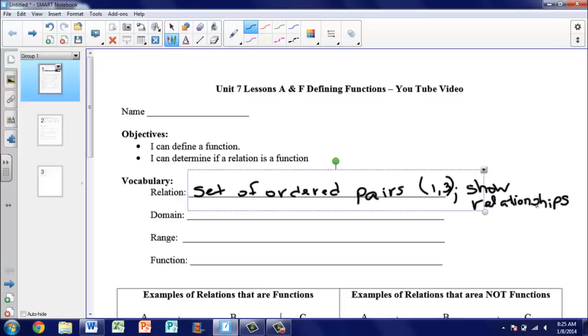Let's continue with our next vocabulary word, which is domain. If you look back at where we had our ordered pair in relation, we had an x coordinate and a y coordinate, and our domain is always going to be our x values. So let's write that in. Domain will be your x values, and then your range will be your y values.